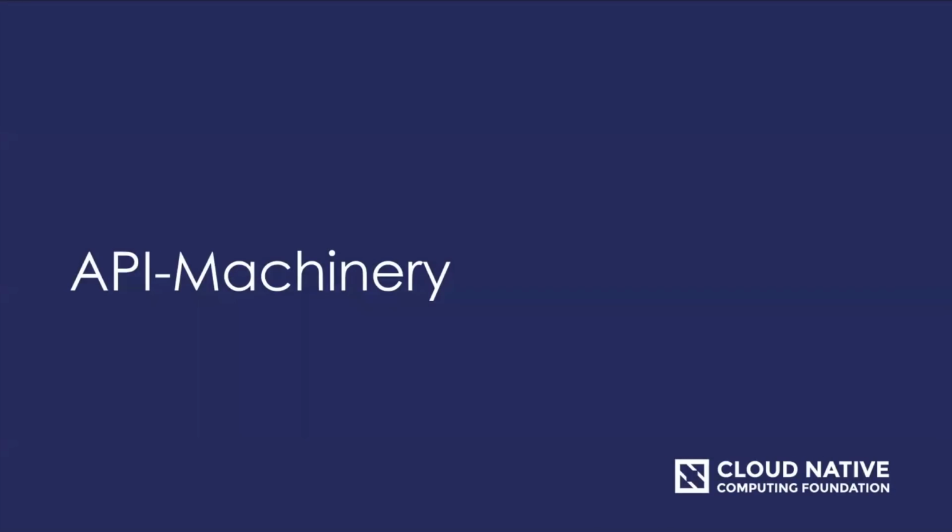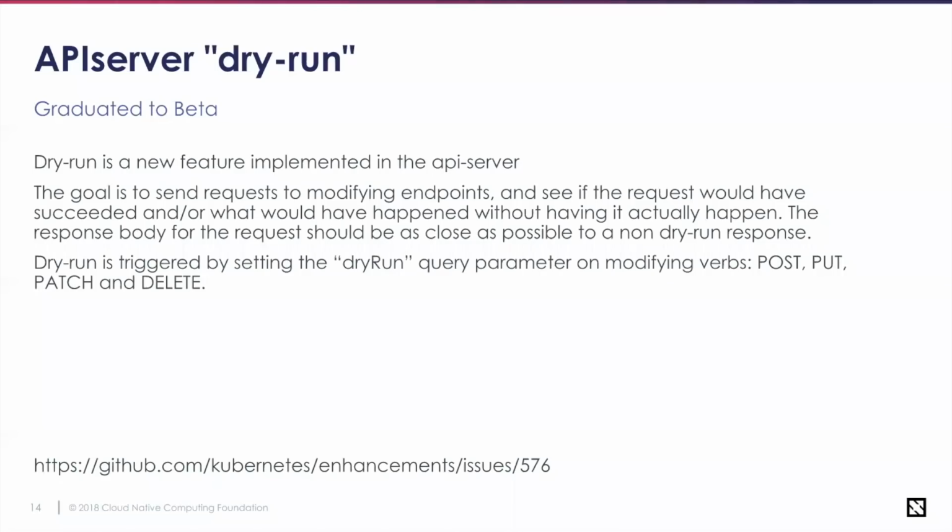So we're going to look into individual SIGs and what their enhancements were as we go forward here. The first one we look at is API machinery. The API server dry run graduated to beta, and this is a feature that's been implemented inside of the API server itself.